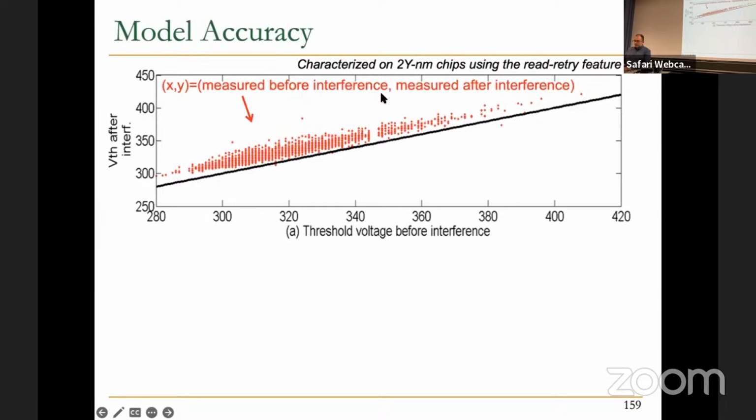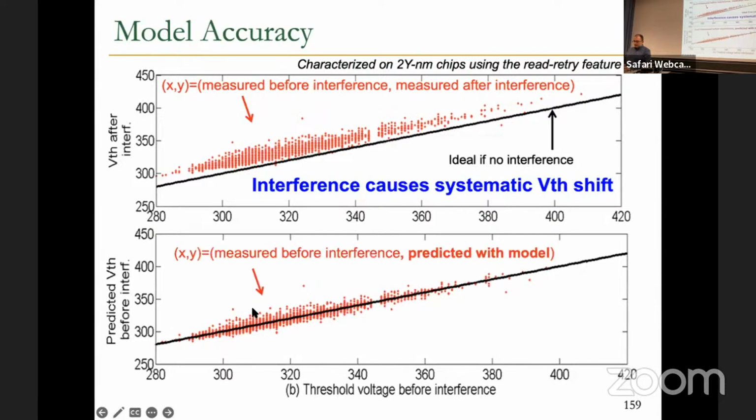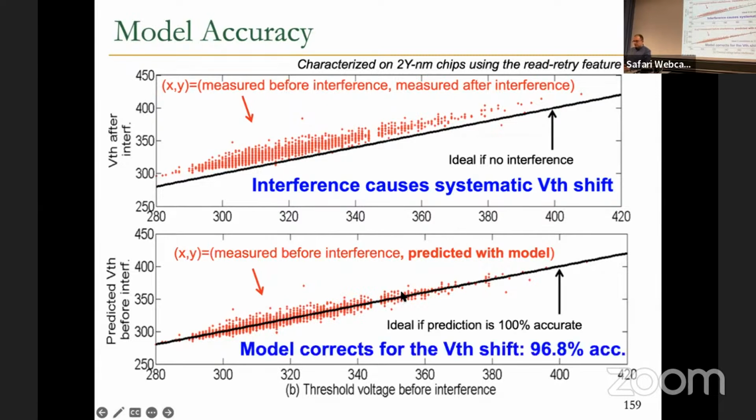X is the measured value before interference, and Y is the measured value after interference. Ideally, if there is no interference, things should be aligned, right? You would have the line where X equals Y. But because of the interference, we have some of these errors. The good thing is that with our model, we can predict it nicely. Our model corrects for the VTH shift with 96.8% accuracy, which is quite good.